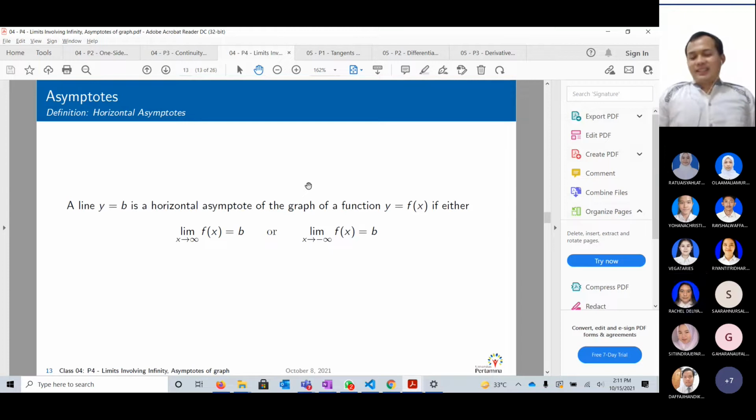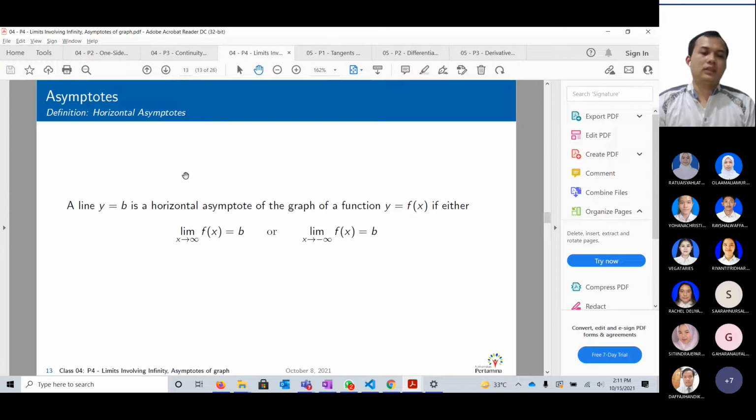Now, this is the hardest part of part 4 of these slides, which is about asymptotes. So, what is actually an asymptote? In Bahasa, asymptote still means asymptote. So there is no specific meaning in Bahasa Indonesia for asymptote, I think. Correct me if I'm wrong.